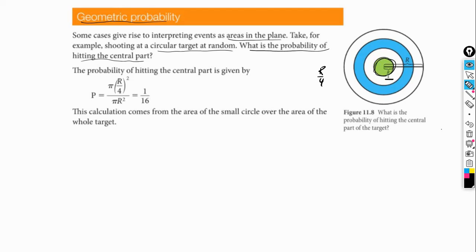Therefore, the probability of hitting the central part is going to be the green area divided by the total area, as you can see here. And that's going to give us 1/16.